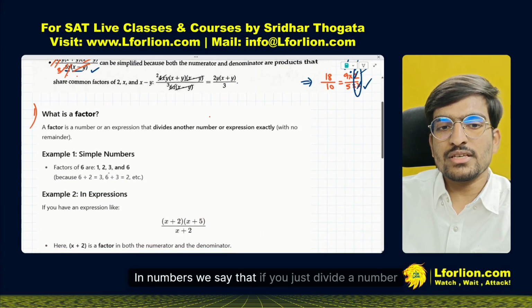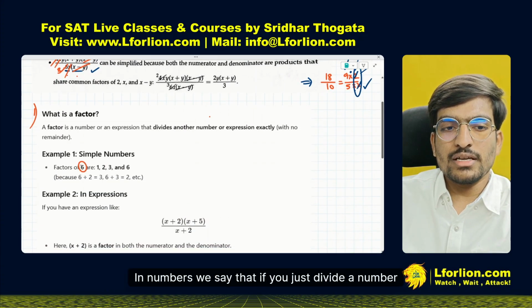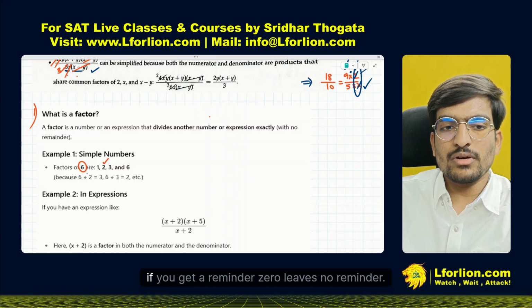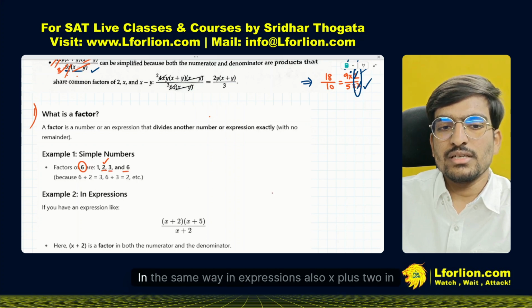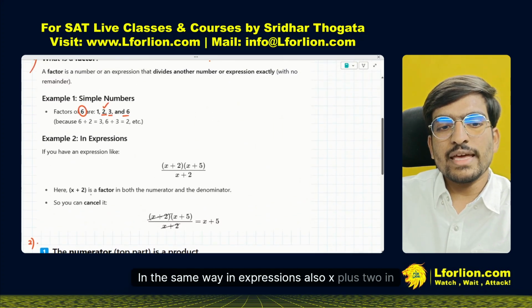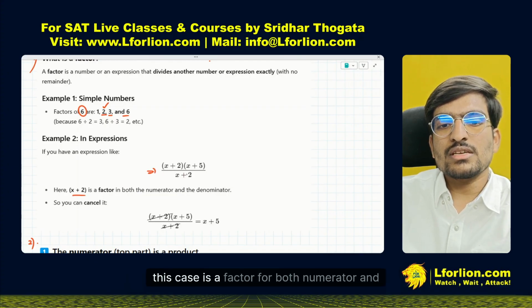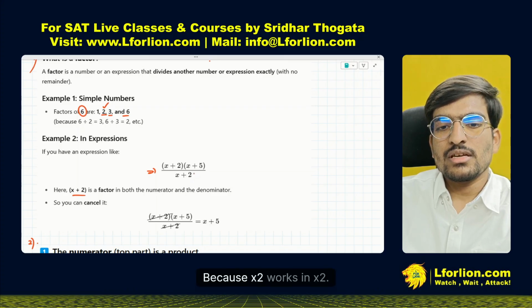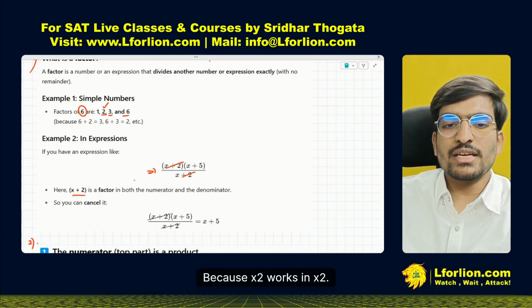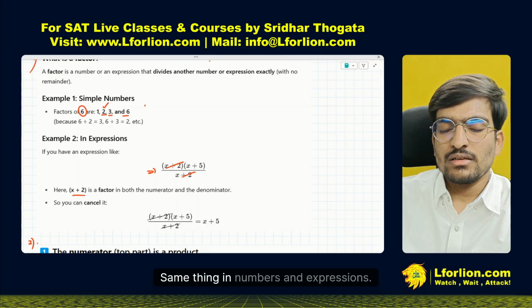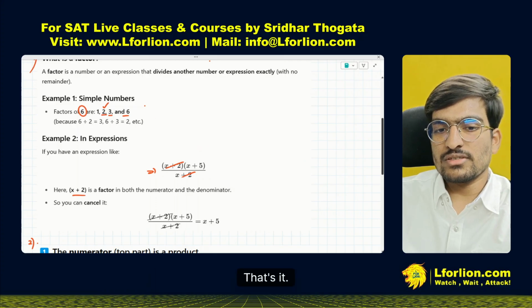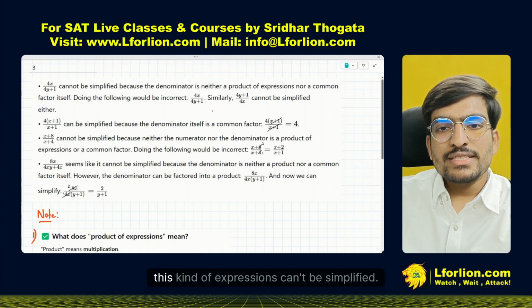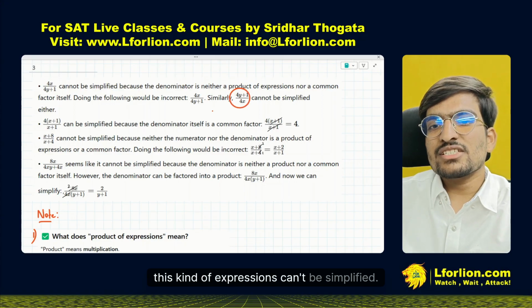In numbers, we say that if you divide a number by another number and you get remainder 0, leaving no remainder, then the number you divided by is a factor. In the same way, in expressions also, x plus 2 in this case is a factor of both numerator and denominator, because x plus 2 goes into x plus 2. Same thing in numbers and expressions. That's it.